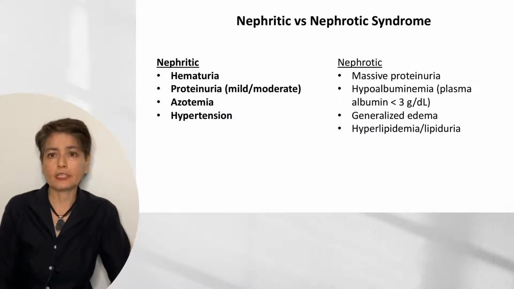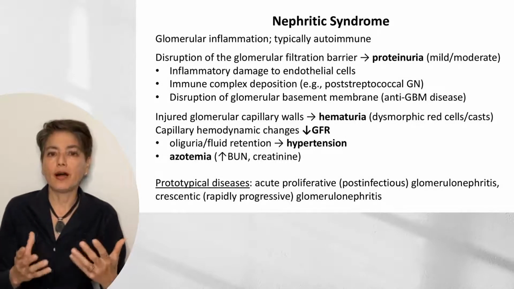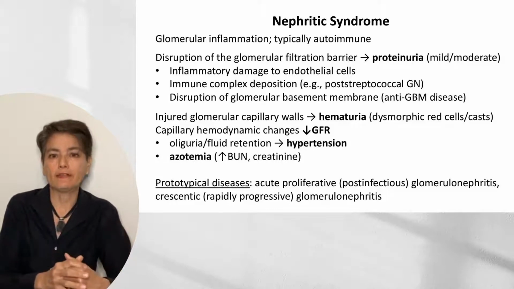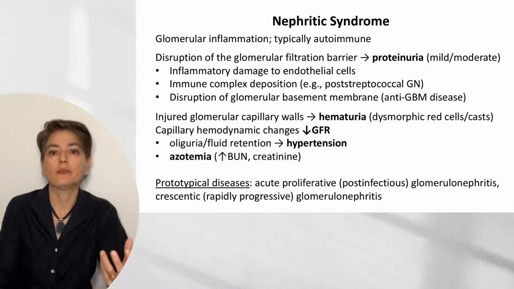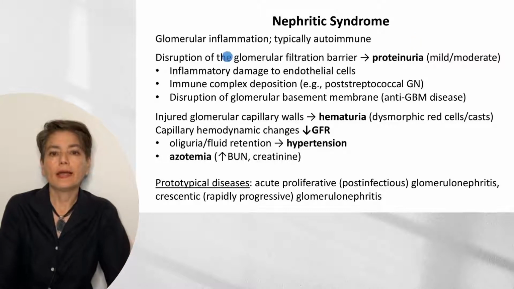So how does this relate to nephritic syndrome? Let's look here at our four classes that we want to look at: hematuria, proteinuria, azotemia, and hypertension. Nephritic syndrome is defined as having glomerular inflammation. Nephritis comes from itis, meaning inflammation, and it's typically autoimmune. So it's not going to be through some sort of virus or bacteria that's attacking your glomerulus. And what will initially happen is we're going to get disruption of the glomerular filtration barrier, and this is going to lead to our mild to moderate proteinuria.